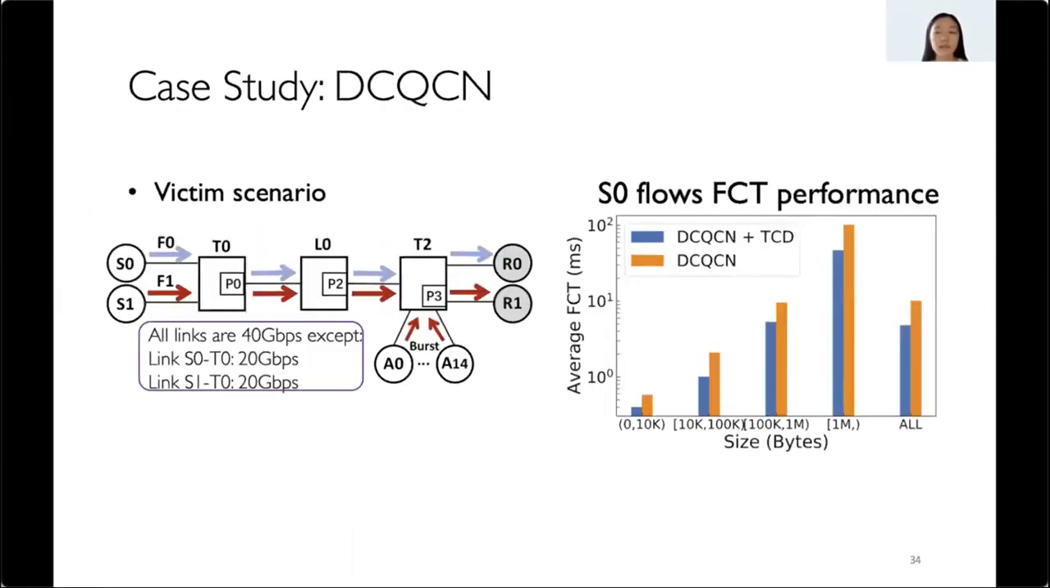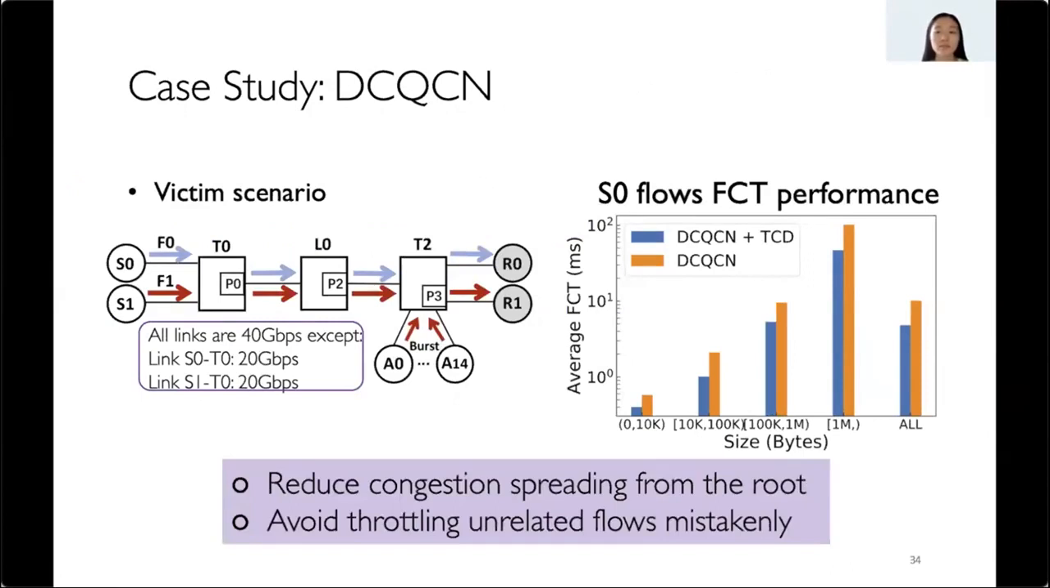In the victim scenario, DCQN combining with TCD has better average flow completion time. With an aggressive rate decrease for congested flows, the congestion spreading can be reduced from the root, and the TCD also avoids throttling unrelated flows mistakenly, so medium and large flows also have faster flow completion time.